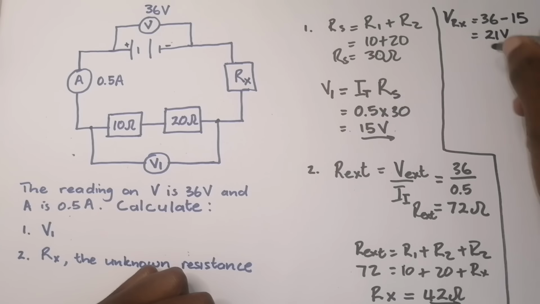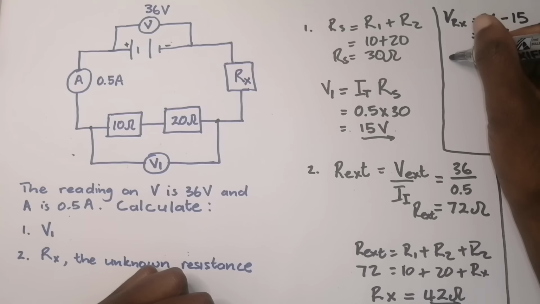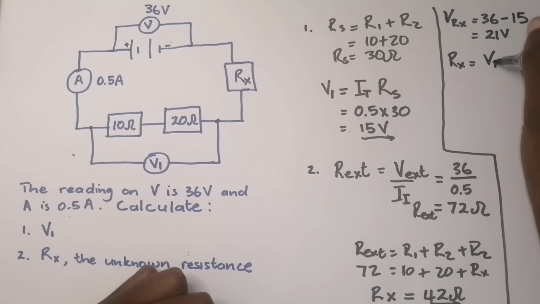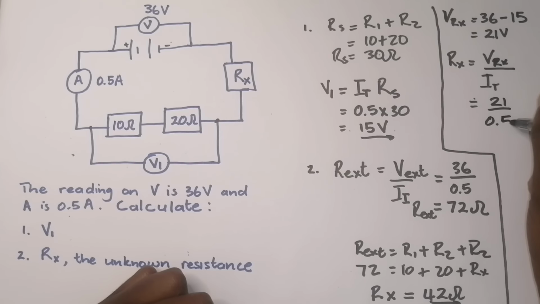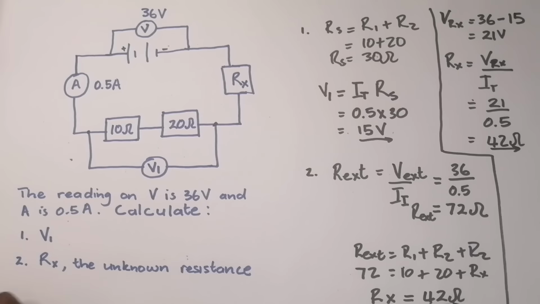Now that I've got the voltage there, I also know what the current is, isn't it? So Rx, note, is going to be VRx over I total. I know the current that's passing there. R is V over I. So I'm going to have VRx, that's 21, divided by the total current, which is 0.5. And I want you to note, you still get the same value, which is 42 ohms there. So that's another way of calculating Rx.